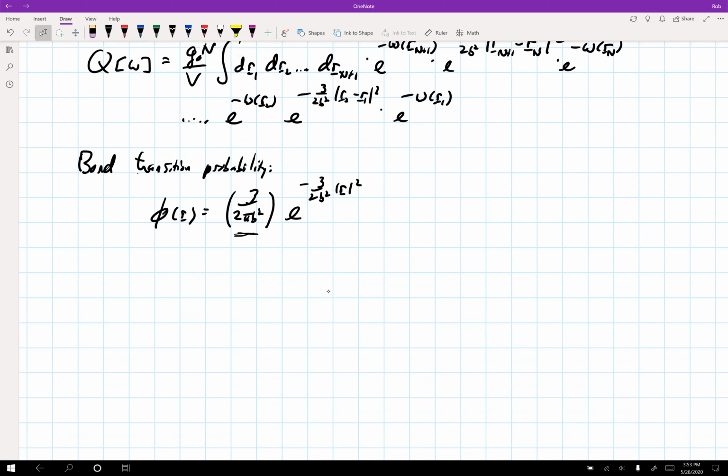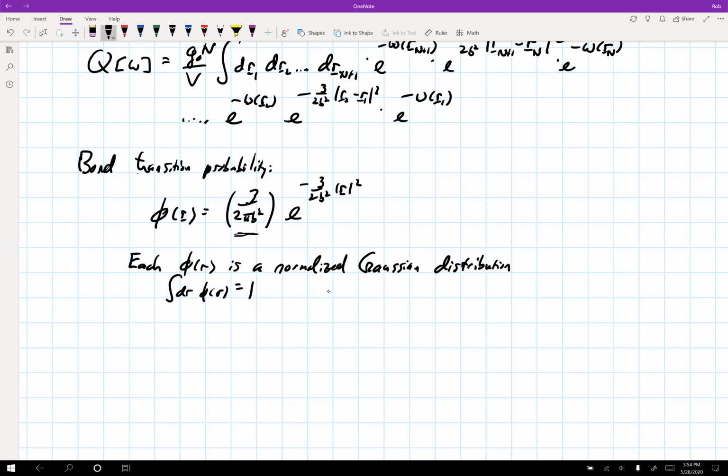And so the nice thing here is that each phi is now going to be a normalized Gaussian of r. So it's all a normalized Gaussian distribution. So integral dr phi of r is 1. Or if we think about this in Fourier space, the k equals 0 mode should also be equal to 1.